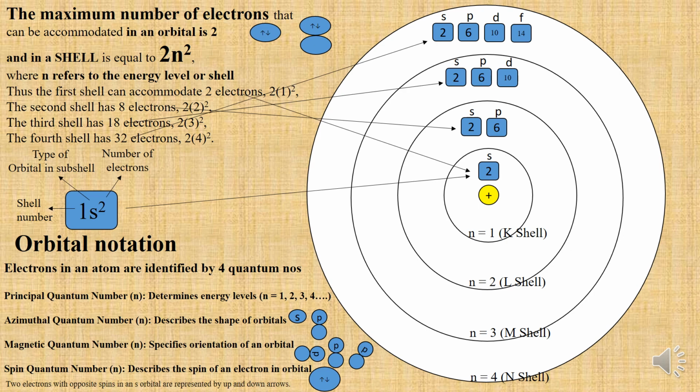So 2 electrons with opposite spins in an s orbital are represented by up and down arrows. So the 2 arrows represent the 2 electrons present in the s orbital, and these electrons present in the s orbital will be of opposite spin, one spinning in the clockwise direction, the other spinning in the anti-clockwise direction.